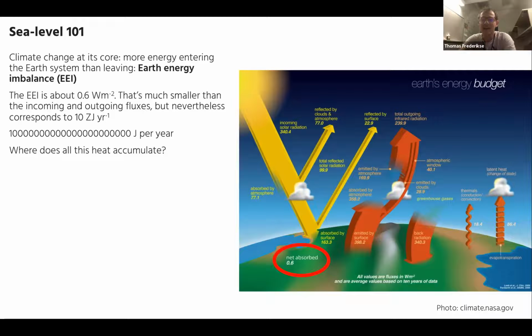That's the net absorbed heat, and that is the amount of heat that accumulates in the Earth system. That's the heat that causes the planet to warm, and the number is much smaller than all the other fluxes in this picture. But if you integrate it over the whole Earth surface, you get this number here per year, which should be 22 zeros. I hope I counted right when I typed all the zeros. That's 10 zettajoules per year that more or less accumulates in the Earth system every year.